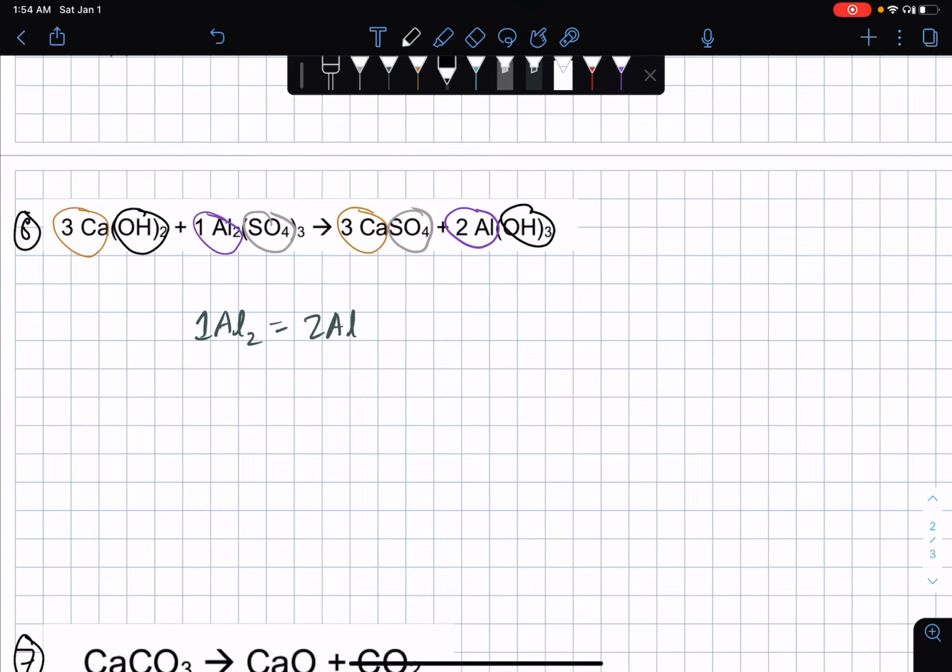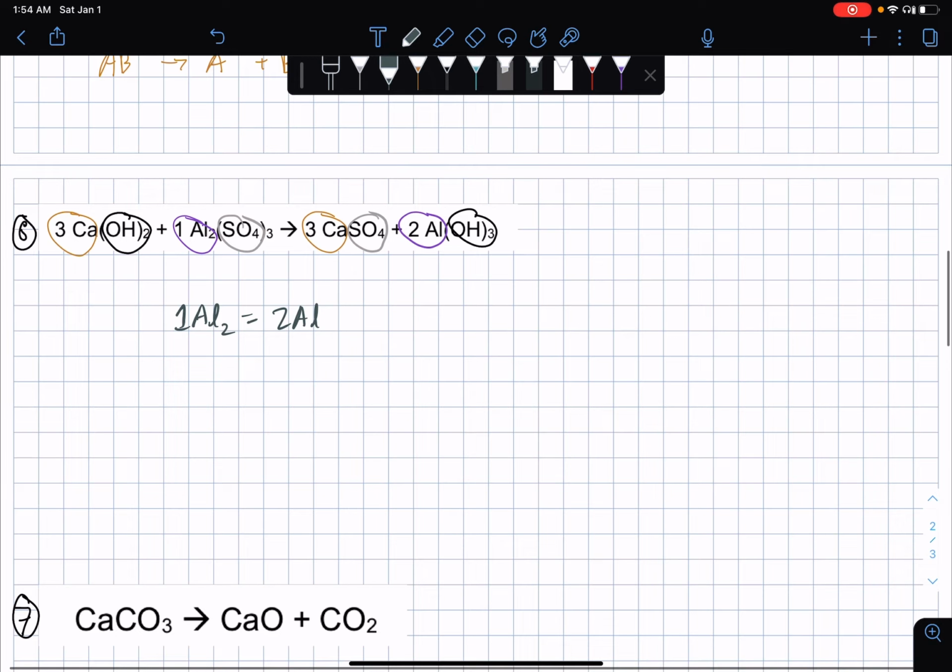Please note that. Alright. 3 calcium used to hang out with OH sub 3, but now it hangs out with SO sub 4. 2 aluminum used to hang out with SO sub 4, but now aluminum hangs out with the former partner of 3 calcium. It could be said that the reaction here is double displacement.